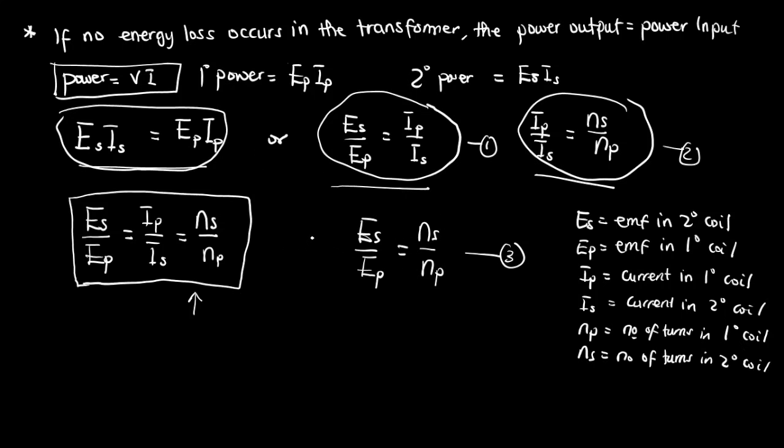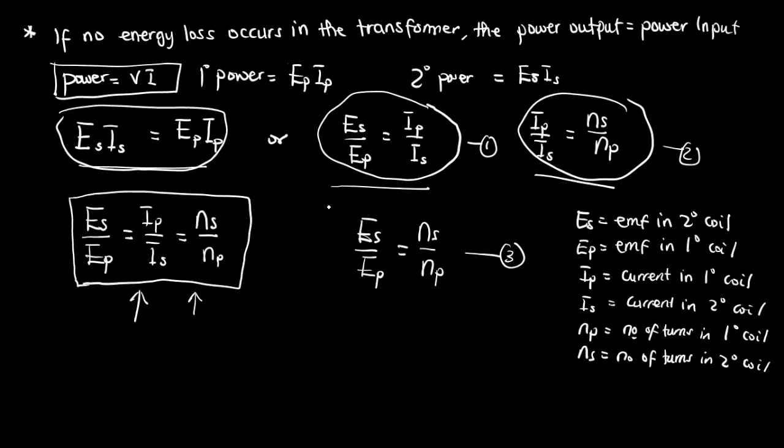So the ratio above proves that it is possible to produce a higher voltage from a lower one, and vice versa. From this expression, you can produce a higher voltage from a lower one. You can also produce a lower voltage from a higher one. And that is what brings the two different kinds of transformers that we have.